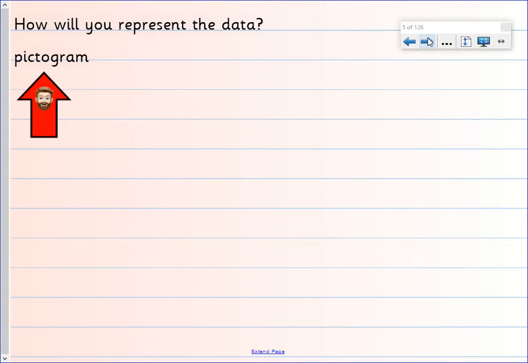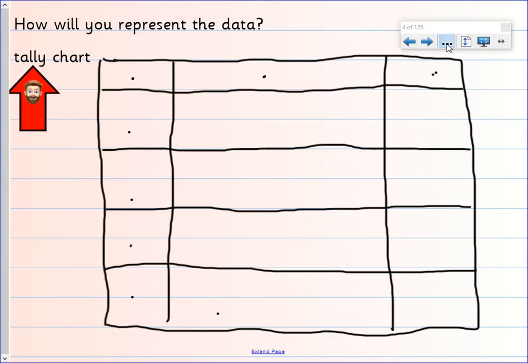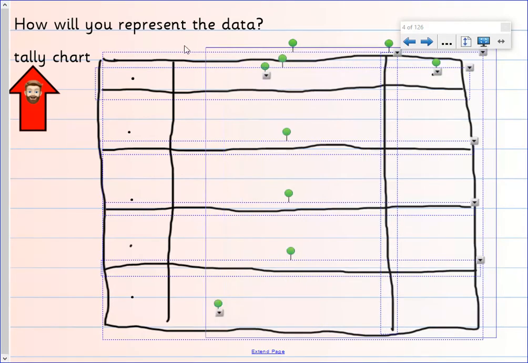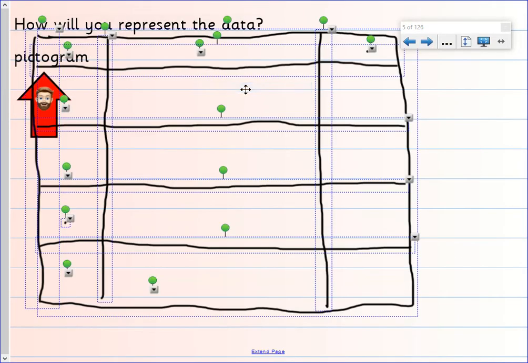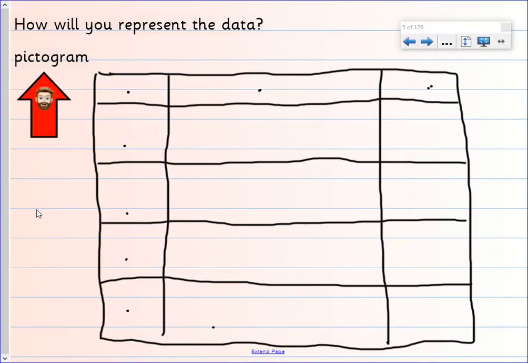Okay, now the good news is for a pictogram, it's exactly the same. So if I just select all that, I'm not going to draw it again. Your pictogram will look the same, but will have different things written on it. So here you will still have your treat, but here you won't have your tally, you will draw your pictures. What pictures are you going to draw? Remember, they've got to be the same size, okay? So that's pictograms and tally charts.